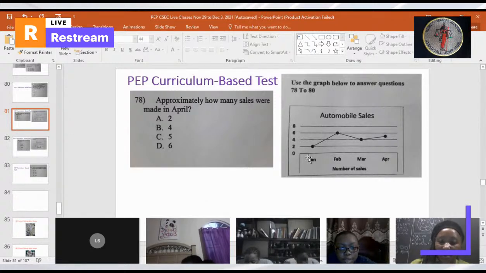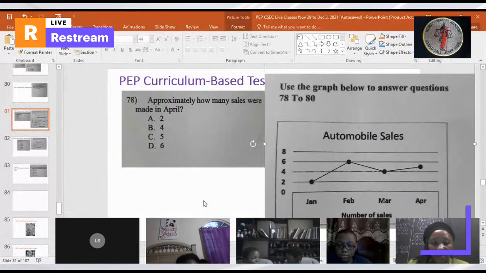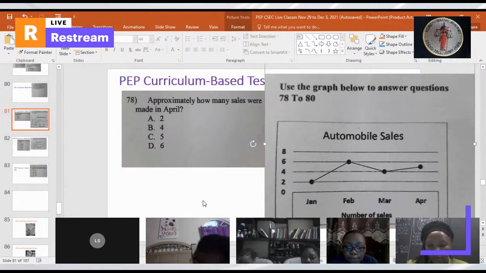So this is January. Let me expand this. January, how many sales were made in April? Miss, 5. How did you get 5, Antoine? Miss, since the line for April is between 4 and 6, the only number between 4 and 6 is 5.